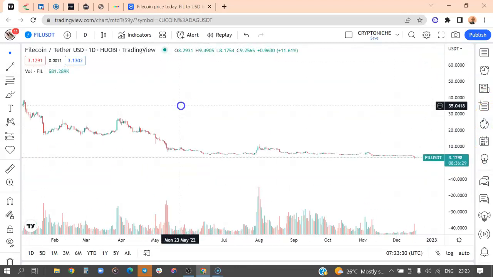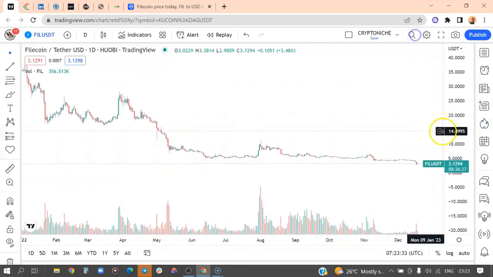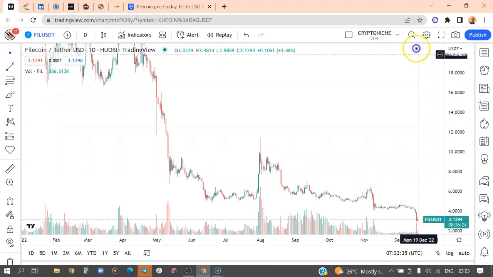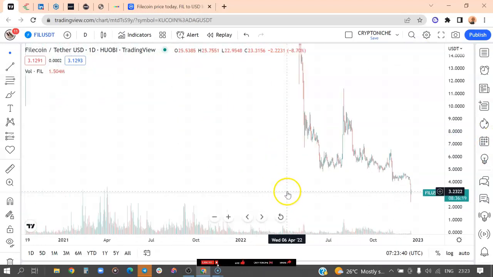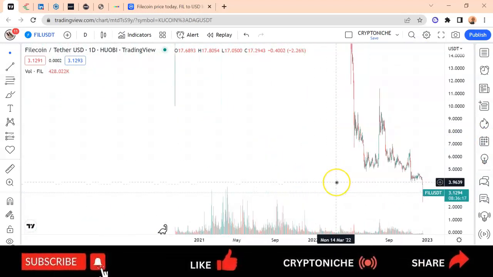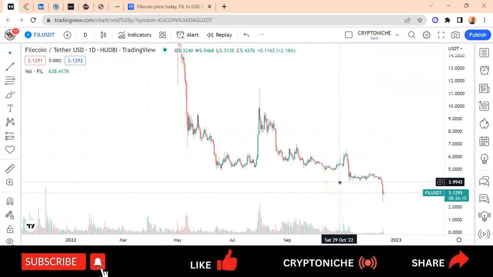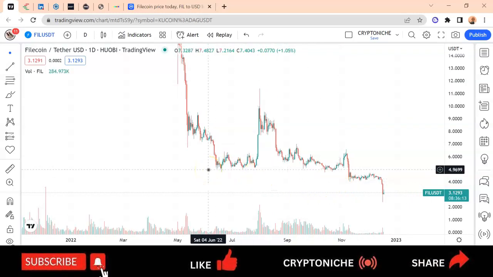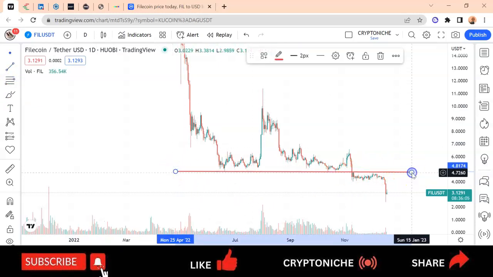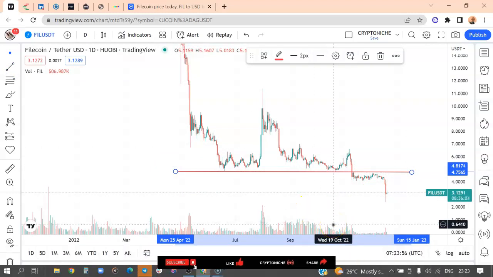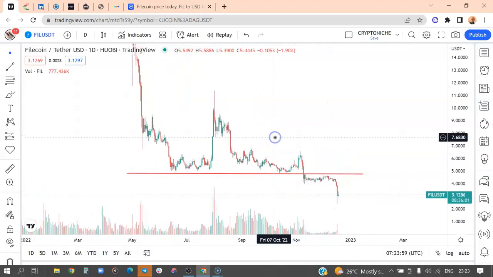We're going to zoom this so that I can have a better overview of the charts. Every major support that you can think of has been broken, completely broken. If you look at the support right here, this support has been holding strong for several months.